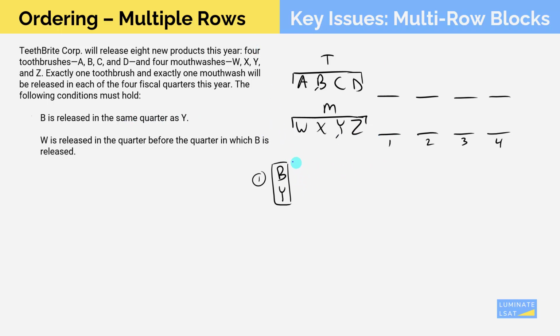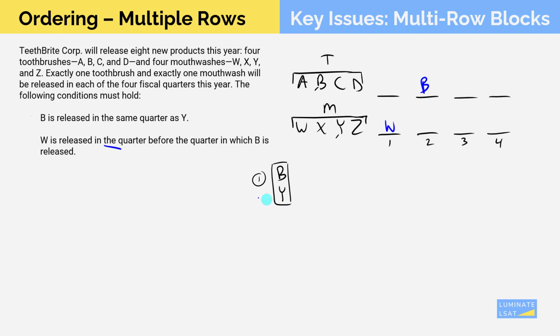Now you can also get more complicated blocks that span both of the rows, but that also tell you something about the before and after relationship. Take a look at the second rule. W is released in the quarter before the quarter in which B is released. So W is a mouthwash and B is a toothbrush. So visually what this rule means is if you put a W down in, let's say 1, this is going to be the quarter before the quarter B is released. The B would have to go in the immediately next quarter.